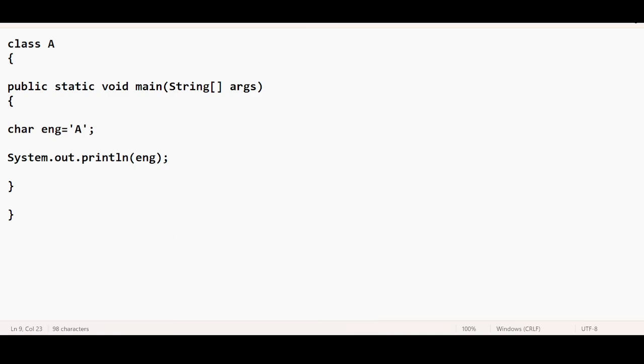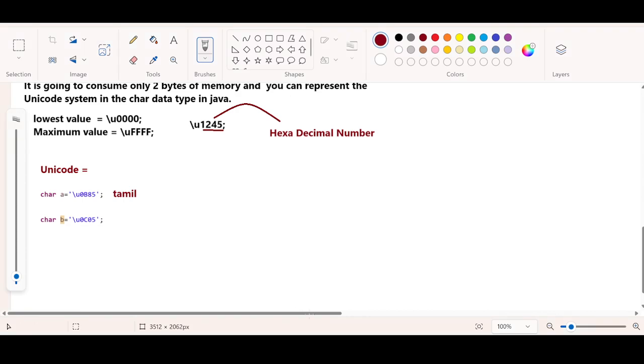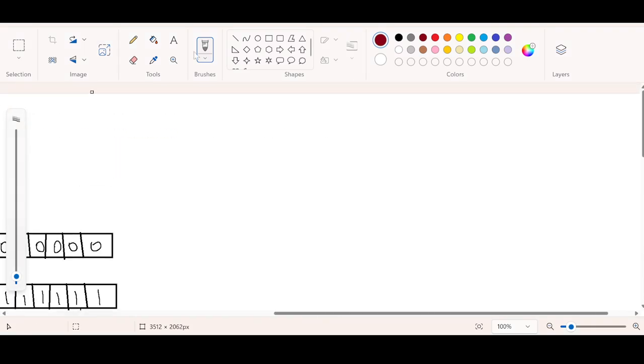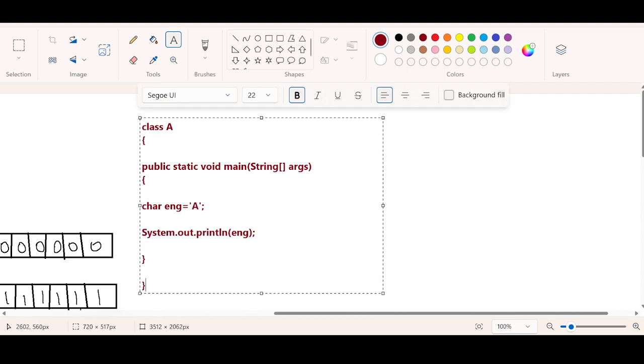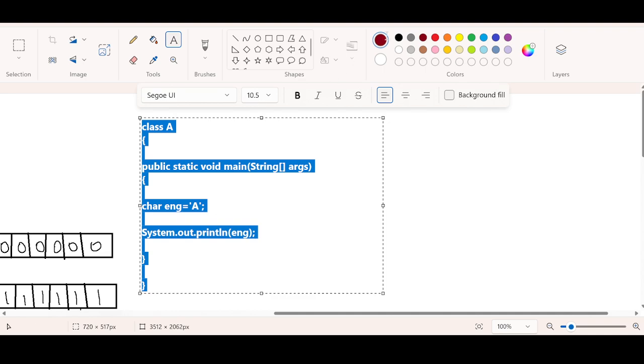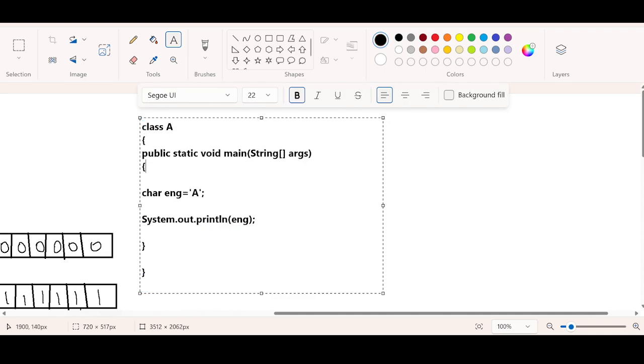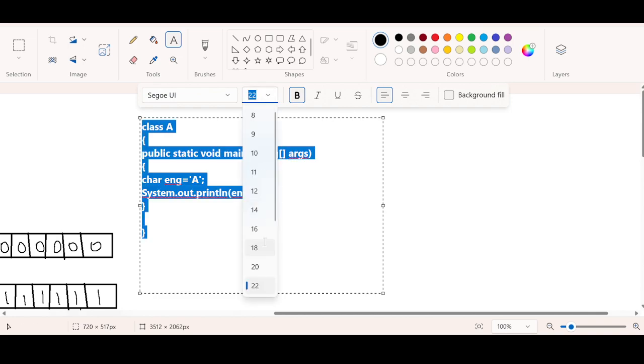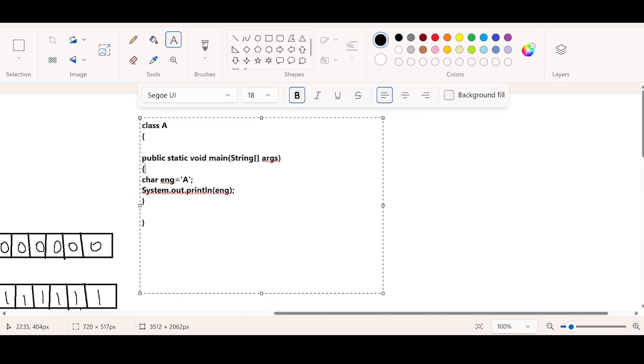But actually, this is not the direct thing. Internally, the compiler will perform so many actions. Let us do the tracing. You are just seeing that the character is getting accessed directly by the variable name ENG, but this is not actually the case. We usually just compile it and execute it, but it does so many things between the compilation and the execution. Let me decrease this size to 18. Now focus here.